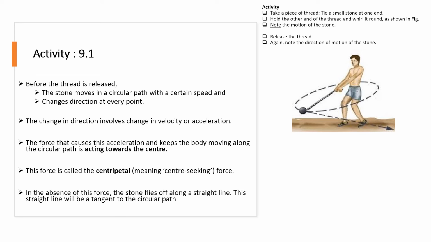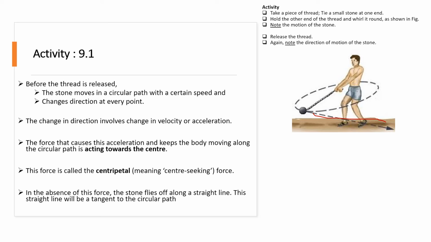In the absence of this force, assume for a moment you left the thread, that stone moves in a straight line, right? In the absence of this force, the stone flies off along a straight line. You can see that, right? This is the straight line. This straight line will be a tangent to the circular path. Earlier it was a circular path, but in the absence of centripetal force, this stone moves in a straight line, and this straight line is tangent to the circular path.